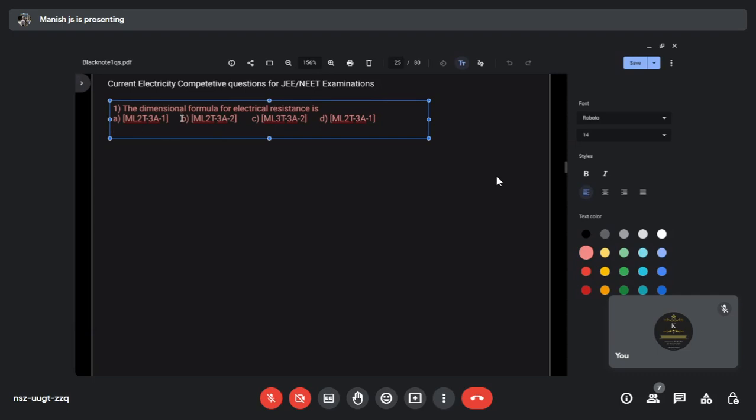I'll show you the detailed solution also for this, because for some of you it might be confusing. I'll show you the detailed solution as well, how it needs to be done. Okay, option B is correct. So you'll see the solution. Let me show it to you.